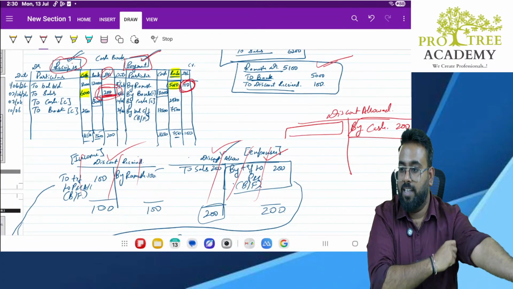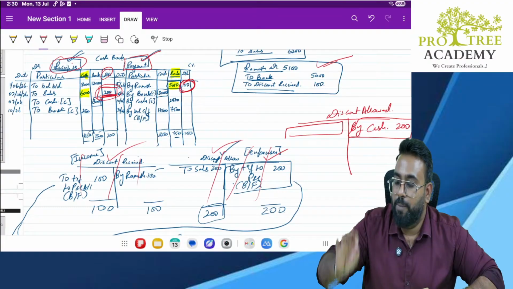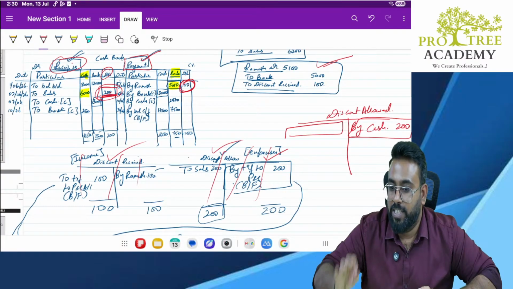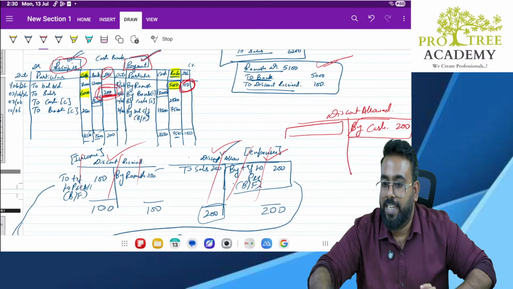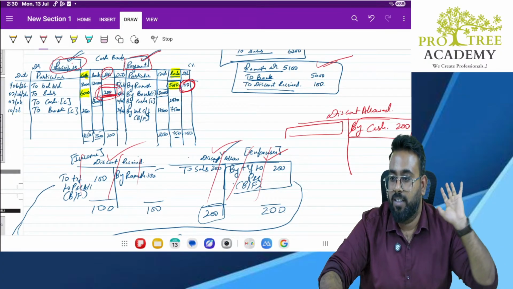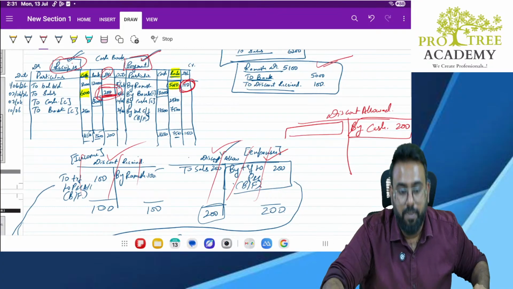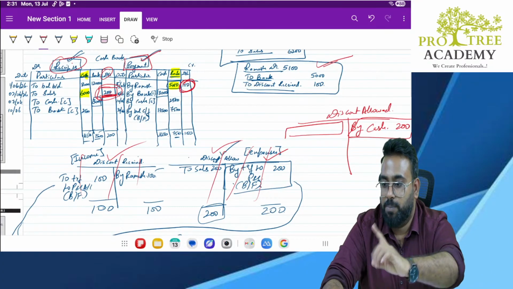And that is why, safest bet, sir. What to do? Remember always one rule. What is the rule? Payment side discount is income. Receipt side discount is expense. What is the rule? Payment side discount total is income. Receipt side total is expense.